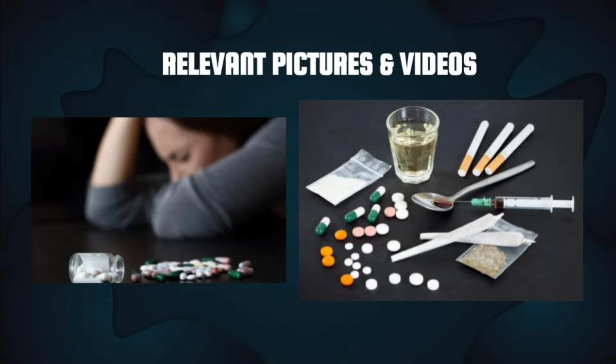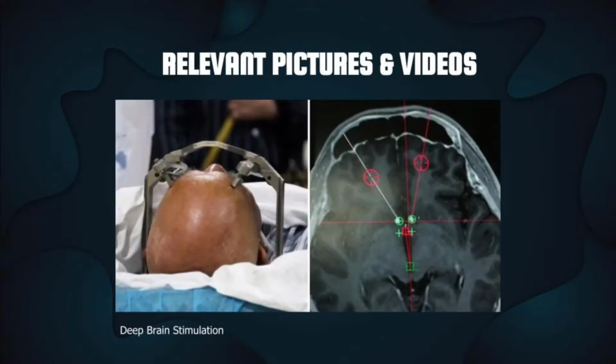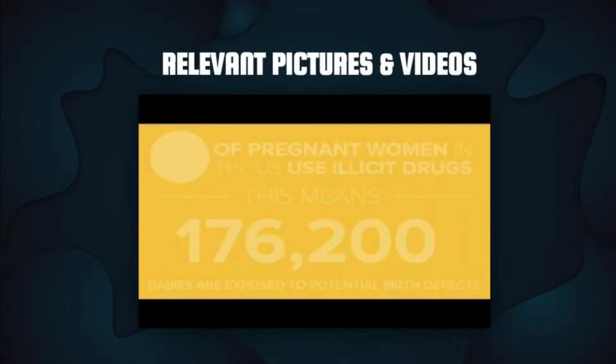Here we have some relevant pictures and videos. The first photo can show us that drugs have unwanted signs and symptoms to our bodies. And second is that drugs can come in many forms. It can be injected, swallowed, drunk, or inhaled. And here, our third photo is the deep brain stimulation. And in here, we will now be presenting a video related to drug abuse.